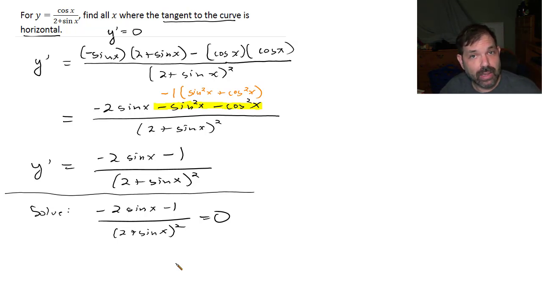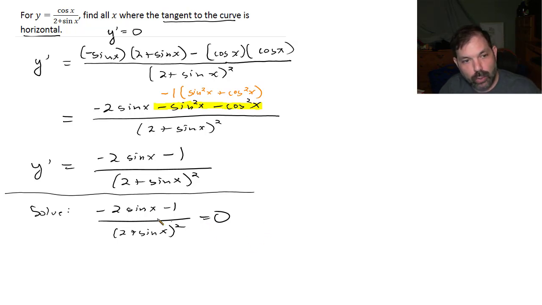Now, 2 plus sine x can never equal 0. Why? Can you explain why that's true? 2 plus sine x can never equal 0. Think of the graph of the function. I'll give you that hint.